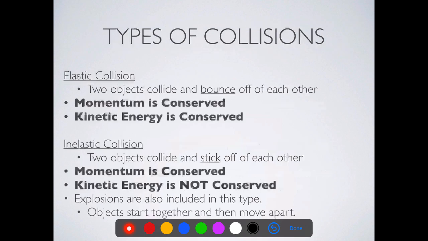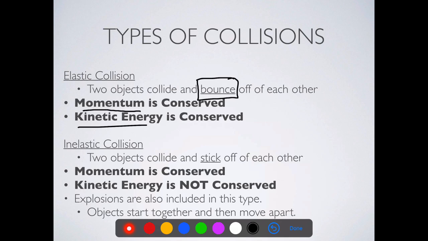So let's look at some examples. Types of collisions. You got a bit of exposure to this in the simulation. We're going to define them now. An elastic collision is where two objects collide and bounce off of each other. They do not stick together. In this situation, momentum is conserved and kinetic energy is conserved. That's going to be important. Both of these things are conserved when objects bounce off of each other. All right?